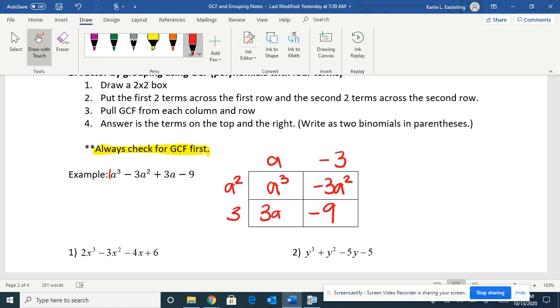All right, so then it says the next step is answer is the terms on the top and on the right, which I did the top and the left, because at this point you could check to make sure that your answer is correct, because you're pretty much checking the box multiplication. So a squared times a is a cubed, 3 times a is 3a, -3 times a squared is -3a squared, and -3 times +3 is -9. So that means that our final answer here would be a squared plus 3 and a minus 3. So that is one way that you can do it.